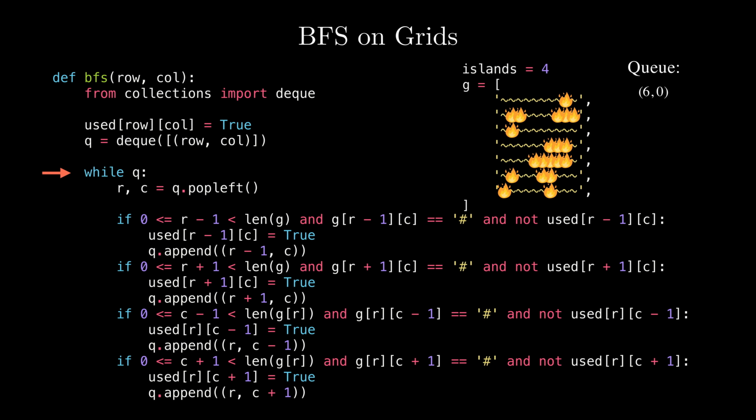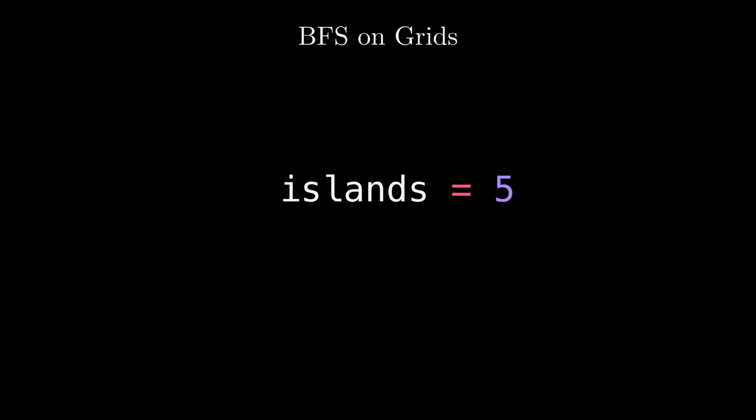Yet, again, it will stop right there as there are no neighbor cells that we can add to the queue. So this way we found all the islands and explored all of them. We can confidently say that there are 5 islands on the grid.